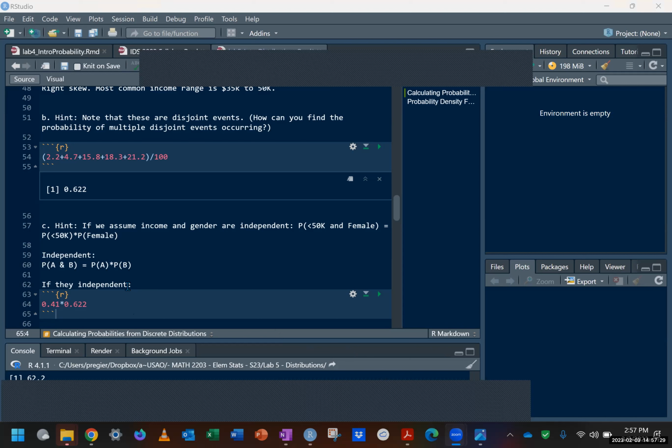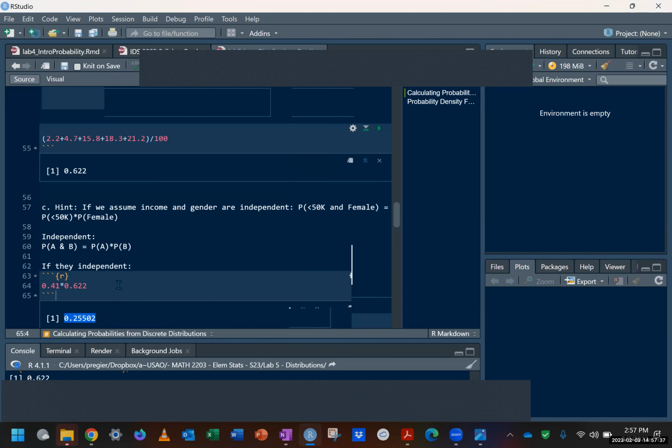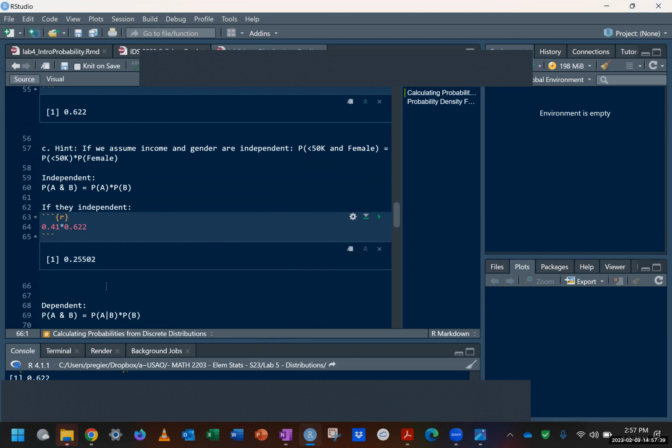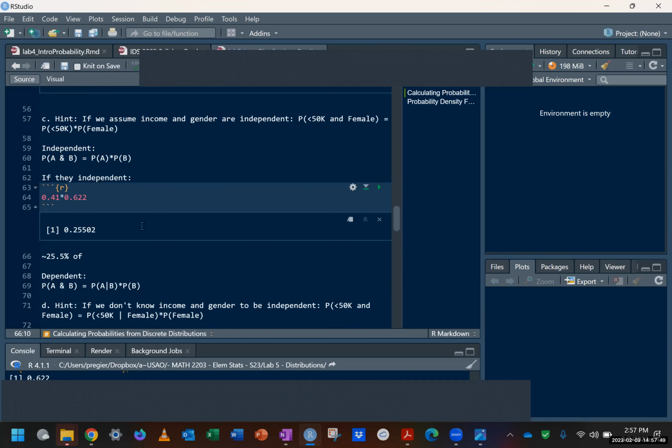So continuing, if they are independent, we're just going to multiply the two values to see that. Okay, about a quarter of people, 25%. What was the question C? I have to refer to this again. Making less than 50,000 and being female.